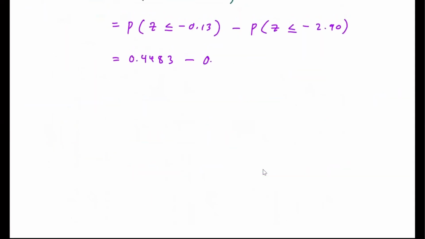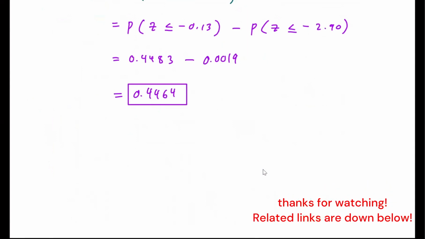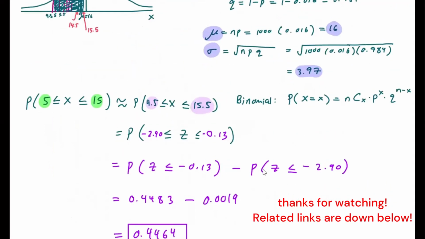This is 0.0019. All right, and now we subtract them. So we take the bigger area, 0.4483, take away 0.0019. You get the area of 0.4464. So that's the area, or the probability, that the births result in twins between 5 to 15 people.